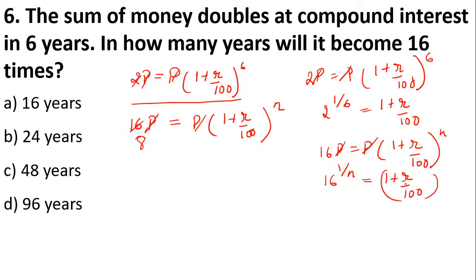So if we compare equation 1 and equation 2, you will get 2 to the power of 1 upon 6 is equal to 16 to the power of 1 upon n. How can I write 16, students? We can write 16 as 2 to the power of 4. So 4 into 1 upon n becomes 4 upon n.